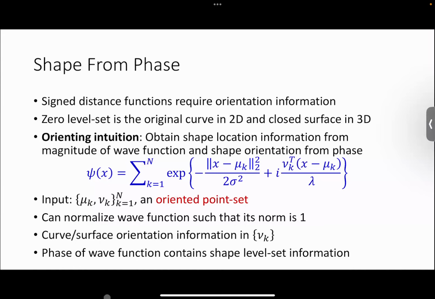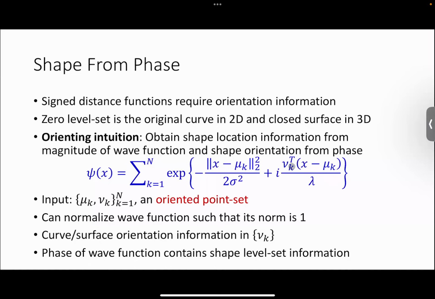And now consider a wave function, which is written not as a Parzen window estimator where you just have a Gaussian, but as a complex representation where you have a Gaussian on the points, but you also have a phase factor corresponding to the normal at those points. So if you have points that are nearby and their normals are pointing in a very similar direction, and you take the sum of these waves and the magnitude squared, the waves emanating in the same direction will have constructive interference, whereas the waves coming out of the shape but pointing in different directions will have destructive interference.